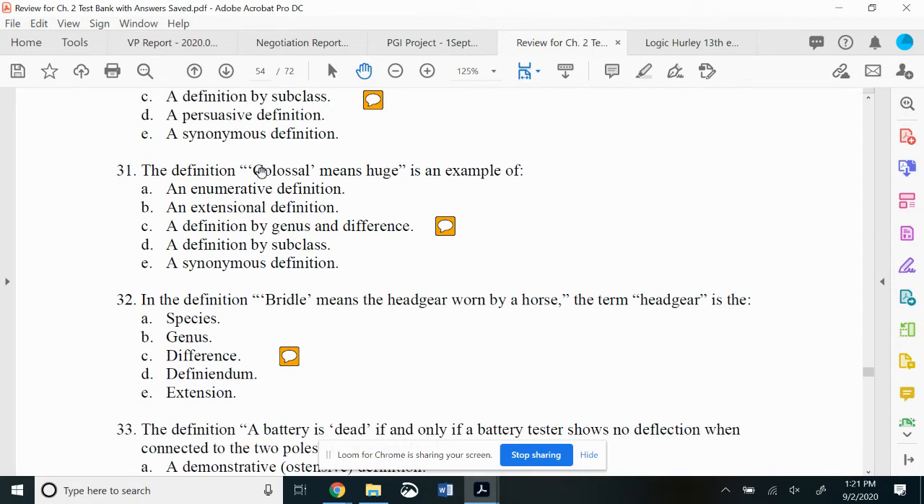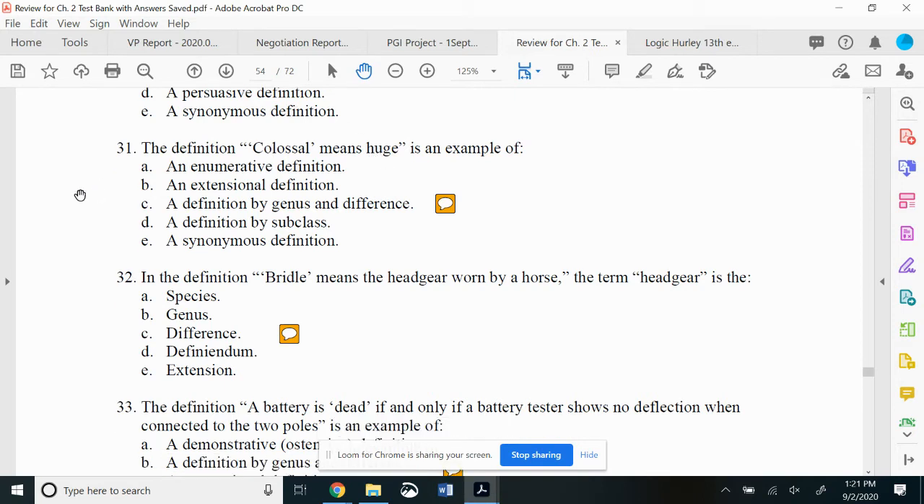31. Colossal means huge. Means huge. It's one word describing this word. What would that be? E, synonymous. So use the best one word you got to describe that word. Okay, pretty easy.